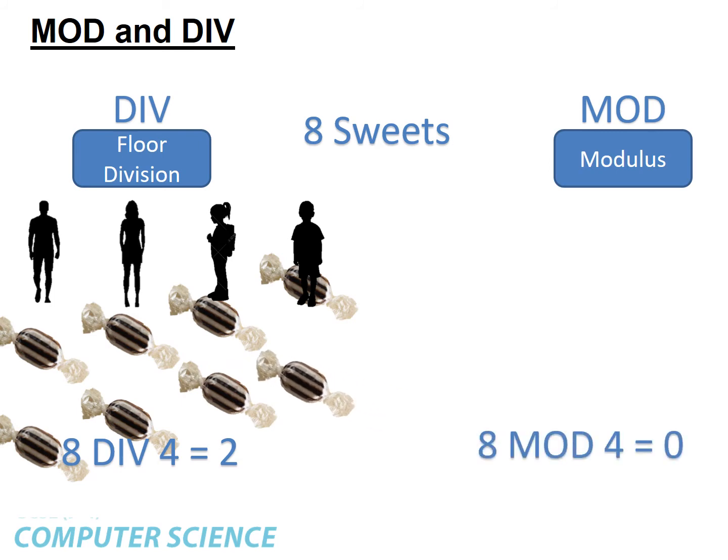Our next example, 8 suites and 4 people. 8 divided by 4 is 2. They each get 2. And the modulus is 0. There are none left over.